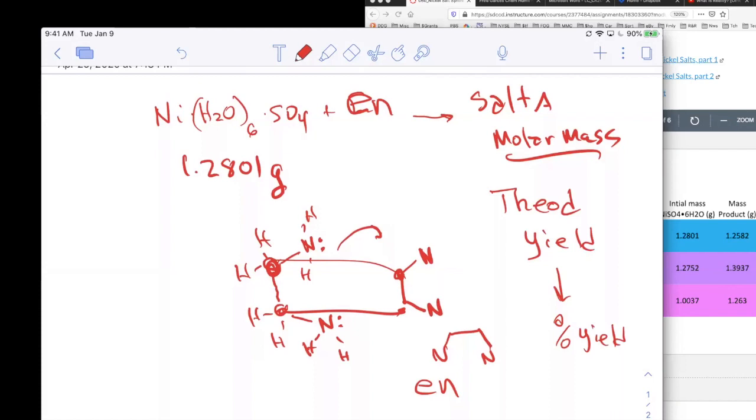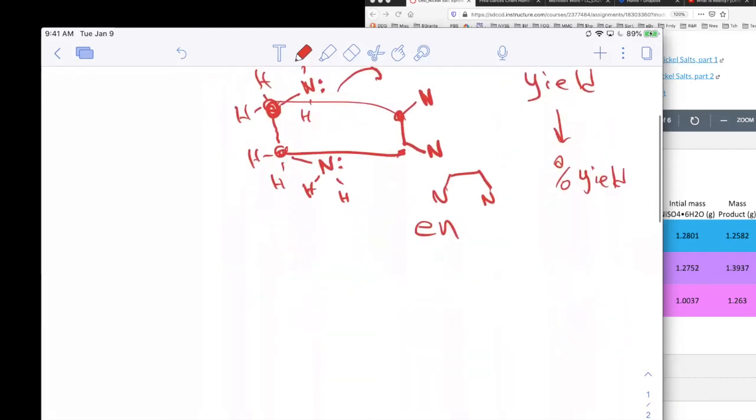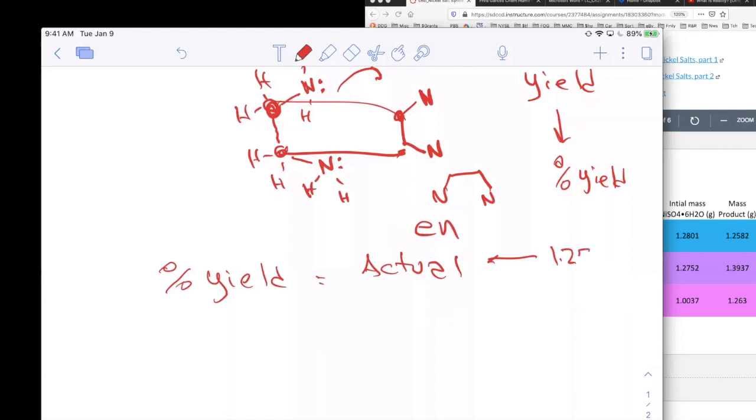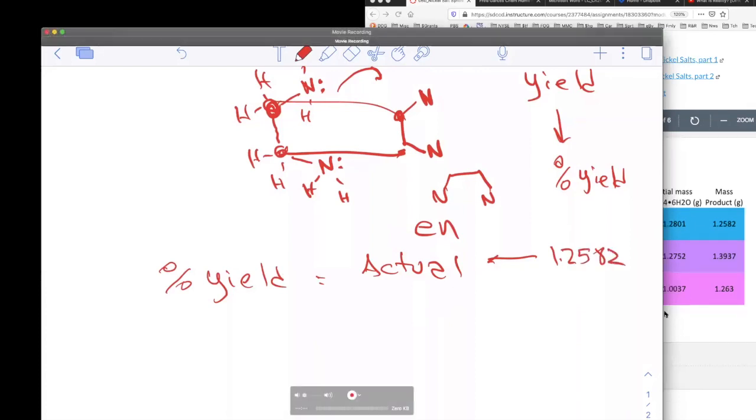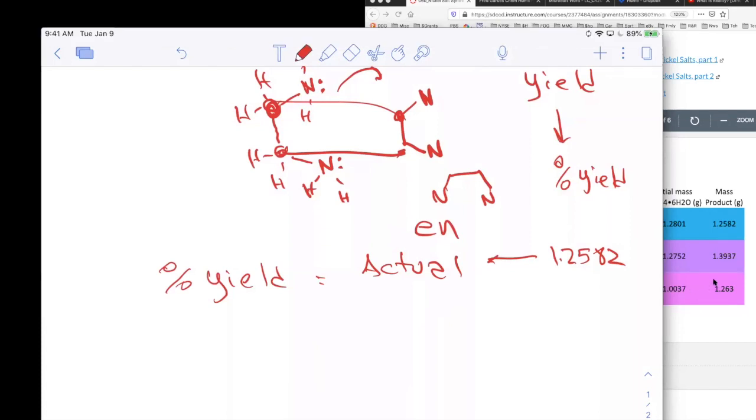Let me remind you from Chem 200 what a percent yield is. A percent yield tells you the efficiency by which the synthesis was done. It equals the actual. And the actual in this particular case for salt A is 1.2582. That's shown right here. Shown right here in this data sheet. Okay, 1.2582. That's your actual divided by the theoretical. But the theoretical you don't know because you don't know the molar mass.